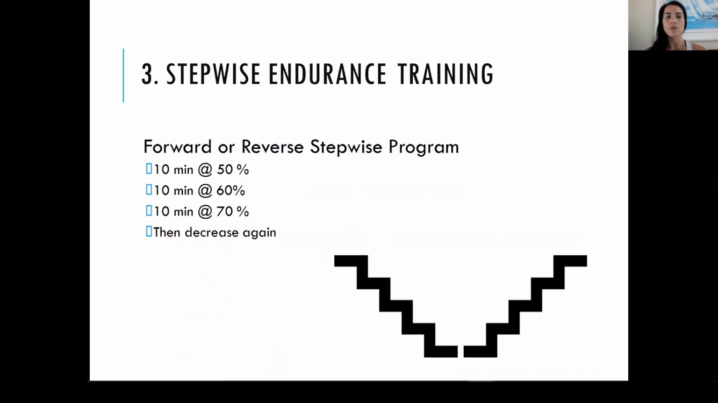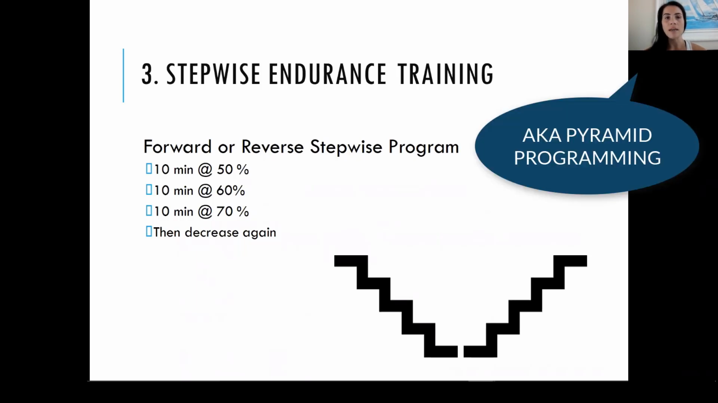So in this example, we have 10 minutes at 50%, 10 minutes at 60%, 10 minutes at 70%, and then you decrease from there. Okay, I sometimes call this a pyramid type of programming, but it's technically known as stepwise endurance. Okay, again, very common.